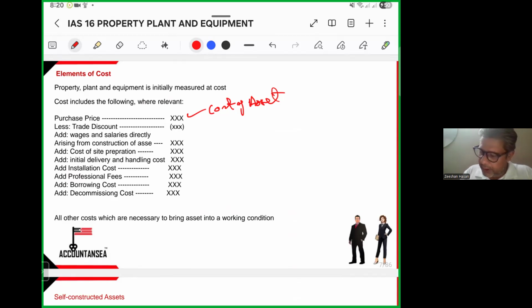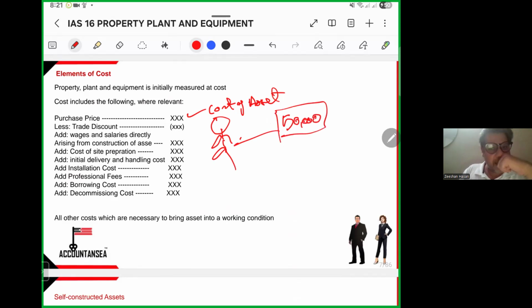Now the question is, what is the difference between trade discount and cash discount? For example, you went to a supplier to purchase certain assets. He said, buy 50,000 units, and I will give you a 5% discount. That is a straight discount, and it will be deducted from the cost of the asset.